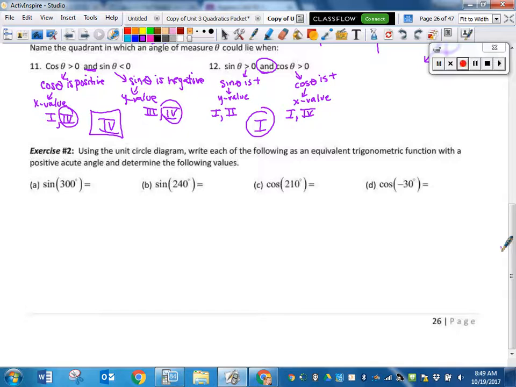All right. Using the unit circle diagram, write each of the following as an equivalent trig function with a positive angle and determine the following values. Okay, so we actually want to calculate what this is. All right, so we need to draw a picture. So here we are, 300. Okay, so 300, quadrant 4, there's my angle. Got to draw pictures. So this is theta equals 300.